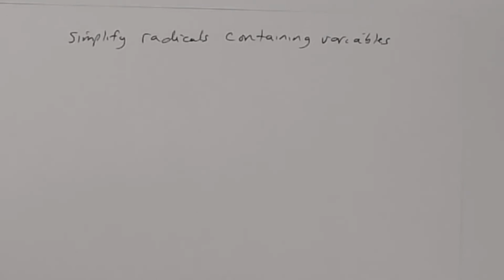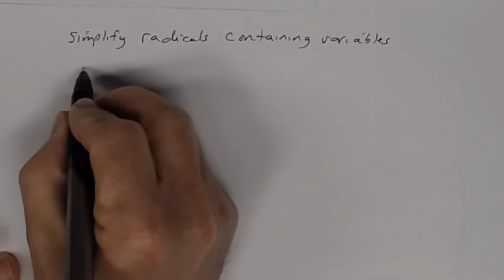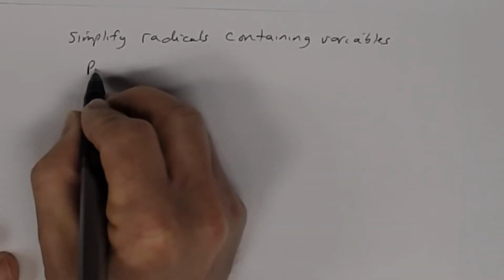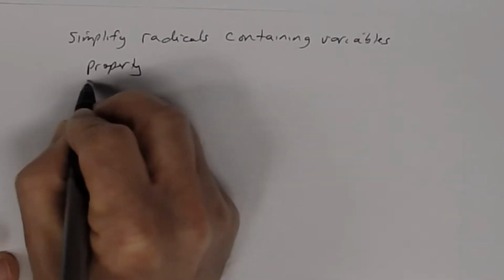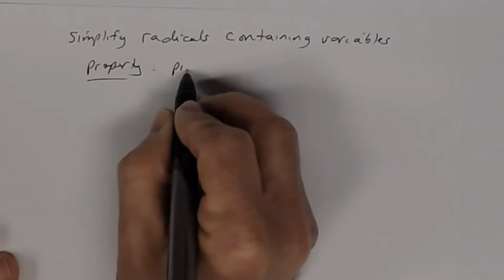In this lesson, we're going to simplify radicals containing variables, containing variable expressions, and we're going to look at square roots, cube roots, and so forth. One of the properties we're going to use quite often is called the product property for radicals.